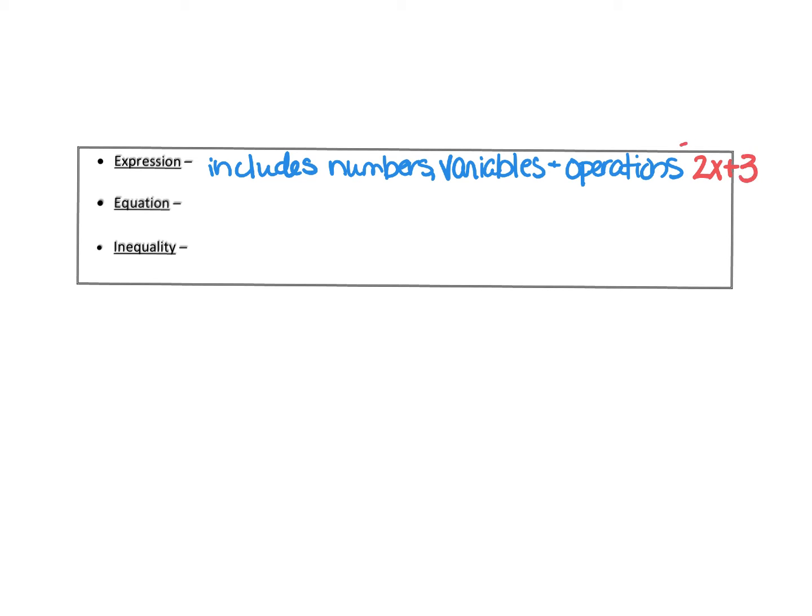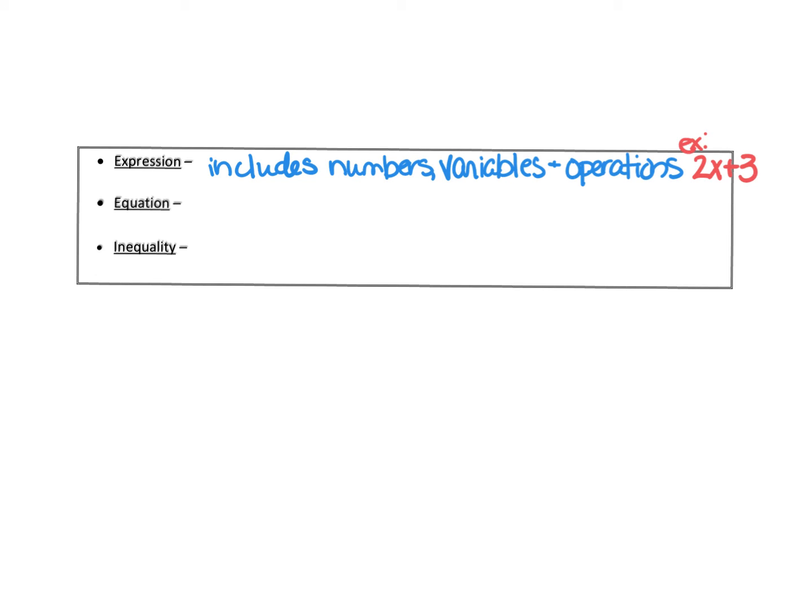In this lesson, we're going to be writing expressions, equations, and inequalities. All right, so let's go ahead and talk about the difference between an expression, an equation, and an inequality. Well, an expression, as we had just done in the last lesson, includes numbers and variables and operations. So for example, you could have 2x plus 3.